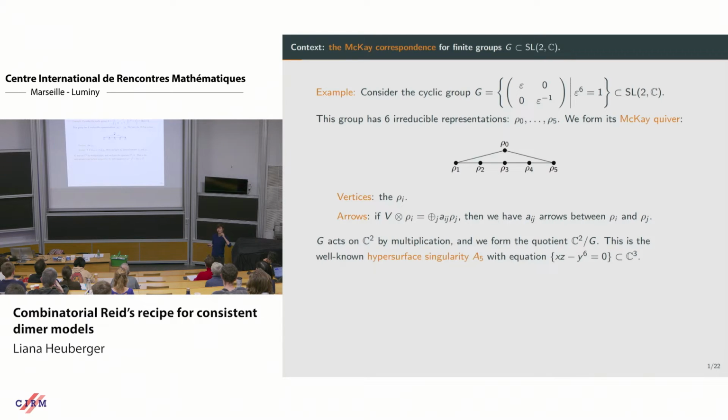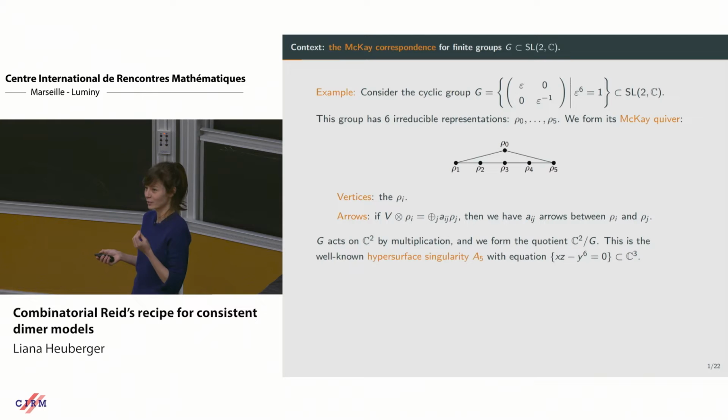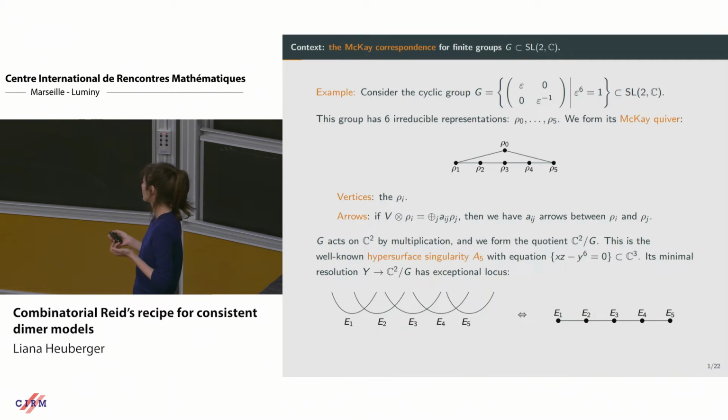When you have a singular variety, what you think as a geometer is, okay, how do we get rid of this? And the way you do this here for surfaces is very easy. You simply resolve it, and you get these 5 exceptional -2 curves that intersect in this way. You can represent this as a dual graph in this way.